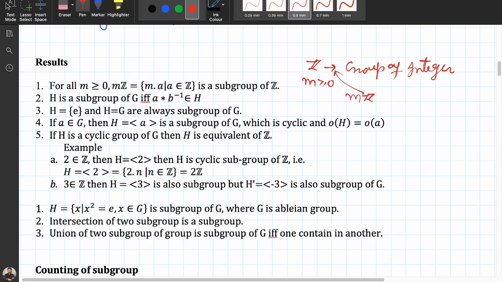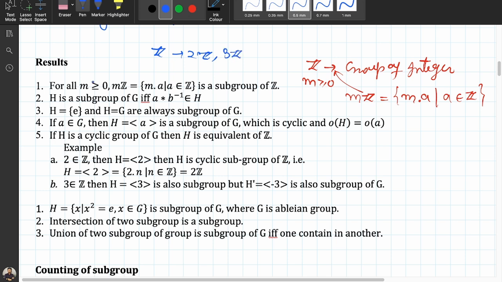Now, how can I define mZ? It is simply that I multiply m with each and every element of Z, which is known as a. Okay, so in this way this set will be defined. So these are the subgroups of Z. Now you will say, sir, what is the meaning of this? So simply, I have 1Z here, and 2Z. Z itself is a subgroup, of course.